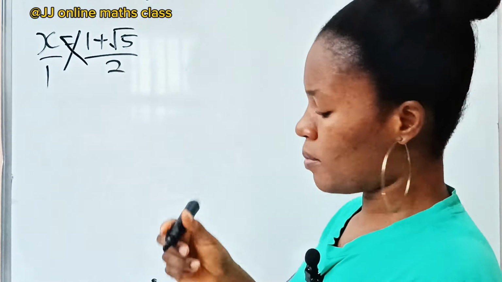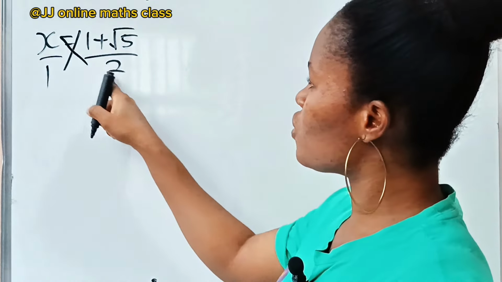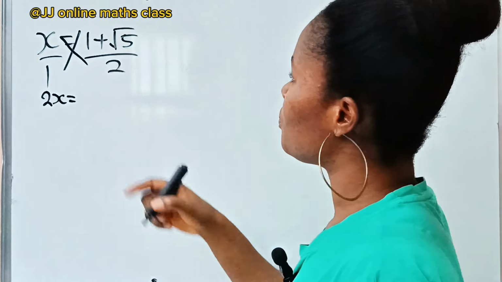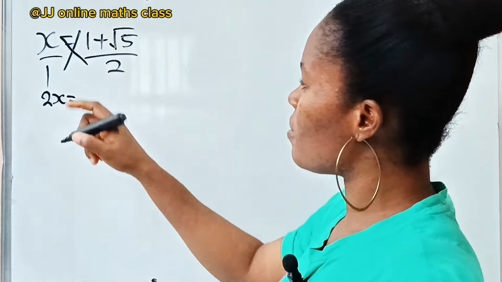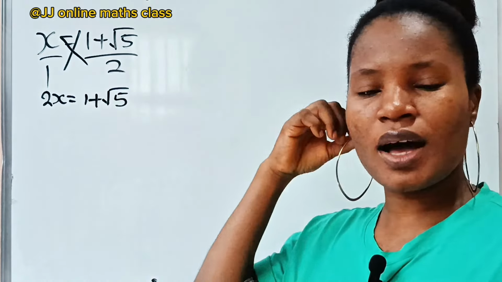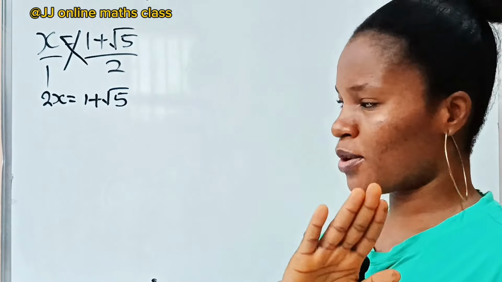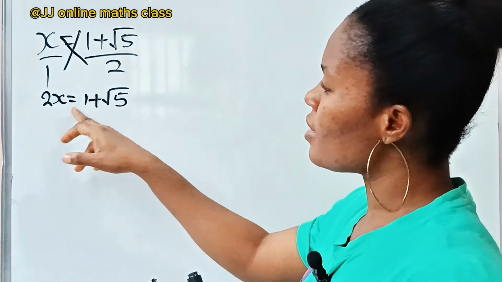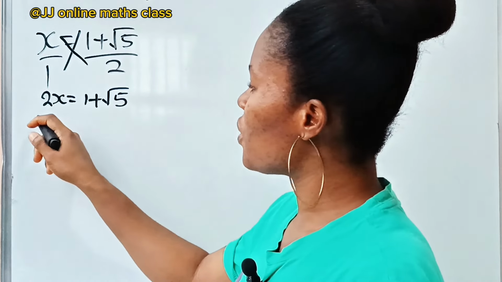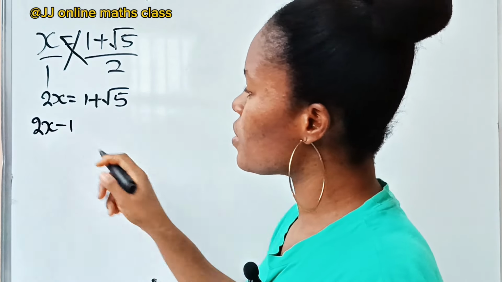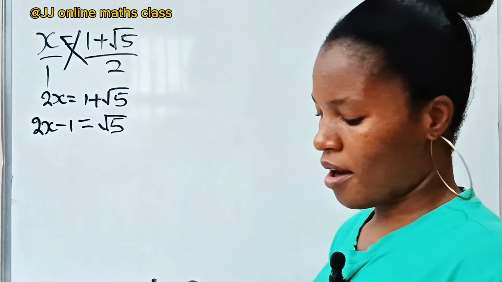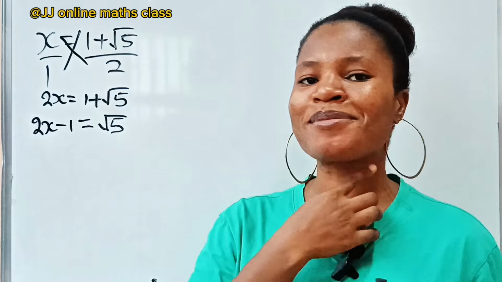Now let's cross multiply. If we do that, we have 2x is equal to 1 plus root 5 times 1, which will still give us 1 plus root 5. Now, remember our target, x squared. So don't worry, we are getting to that. Now, let's subtract 1 from both sides of this equation, all right? If we do that, we have 2x minus 1 is equal to the square root of 5.